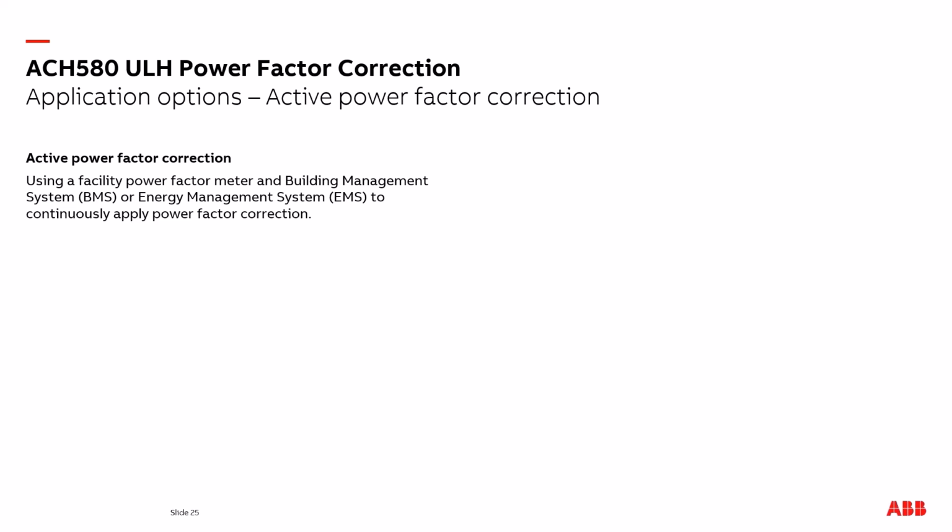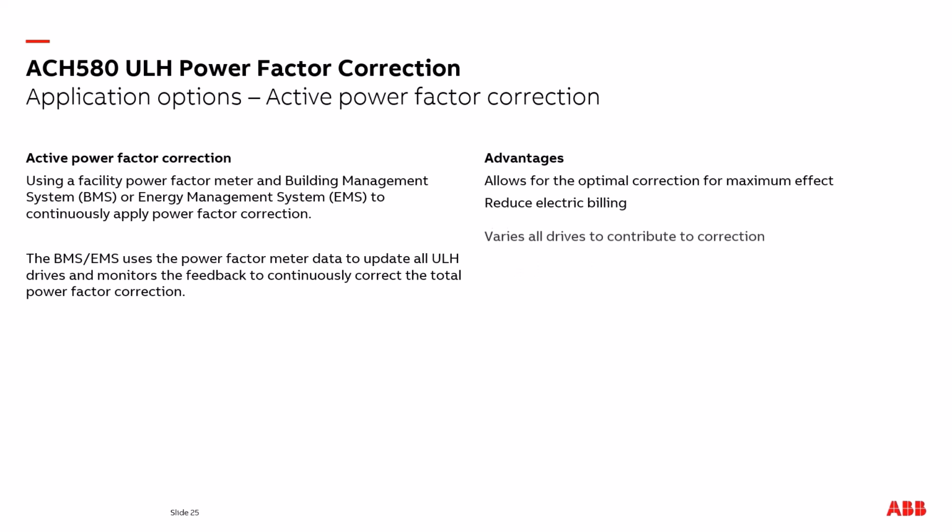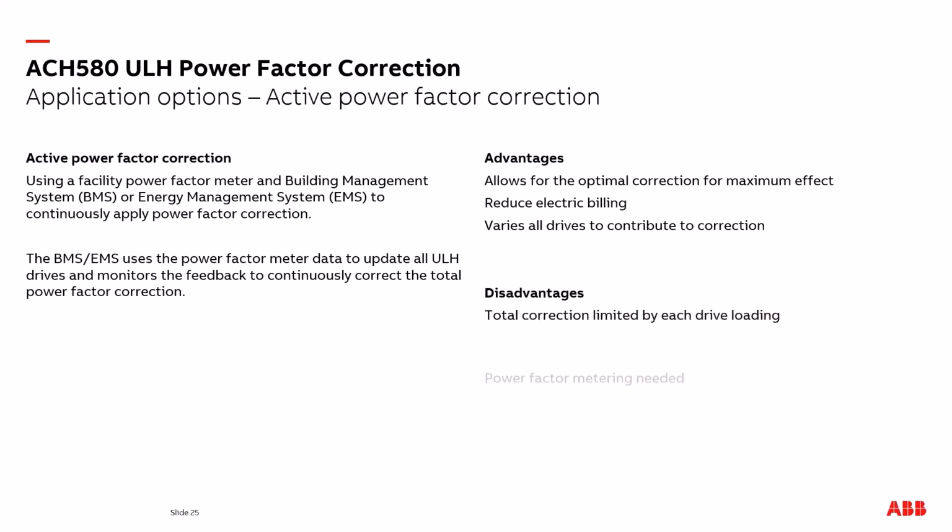We're going to use the facility's power factor meter and the building management system or the energy management system to continuously apply power factor correction to your system. The BMS/EMS uses power factor meter data to update all the ULH drives and monitors the feedback to continuously correct the total power factor. The advantages of this is it allows for the optimal correction for maximum effect. It reduces electric billing and it varies all drives to contribute to the correction of the system. A disadvantage is the total correction is limited by each drive's loading, the power factor metering is needed, and the BMS or EMS is required to control the drive settings.